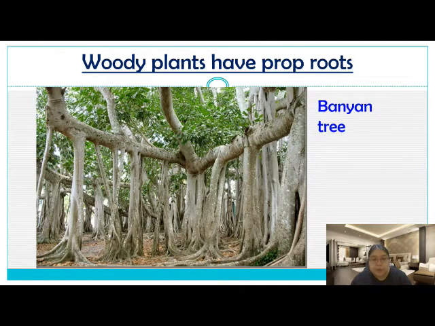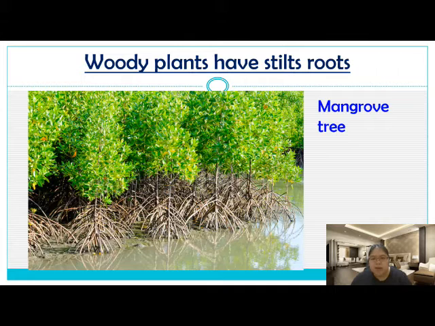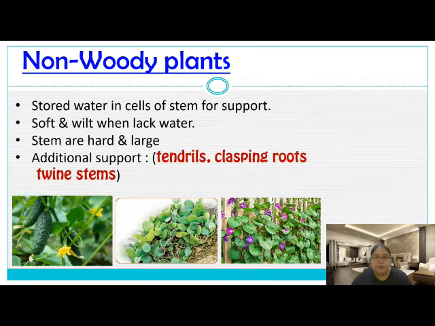Now we're going to see the next one. All the roots come out. Normally these develop near the riverside and also the seaside. So this one we have stilt roots. Stilt roots means all floating up. You can see the roots. So now we're going to see the next one. Non-woody plants store water in the cells or stem for support.